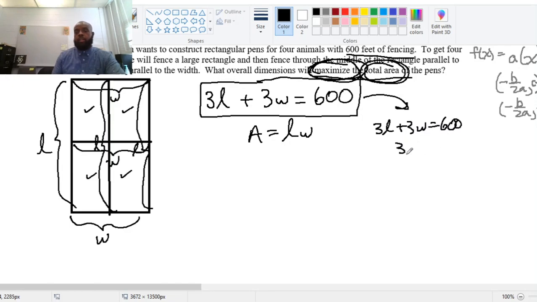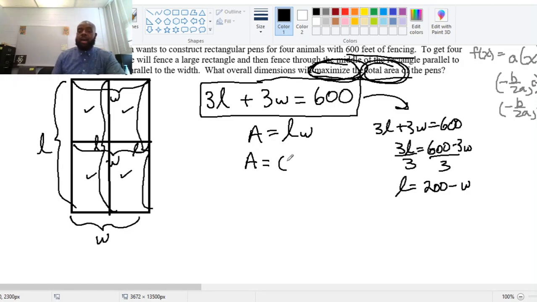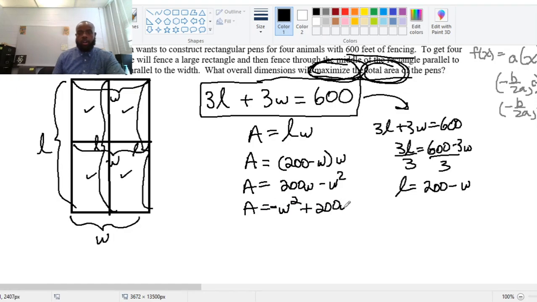So I'm going to subtract 3W from both sides. And I'm going to divide both sides by 3. And if I divide 600 by 3, I get 200. 3 divided by 3 is 1, so I get 200 minus W. And so my area formula, which I want to maximize, is going to be given by 200 minus W times W. I can use my distributive property, 200W minus W squared. And if you want to write it like in the general convention of how we write parabolas or polynomial functions, I have a parabola that looks like that. And I want to find the width and the length that maximize this area function.